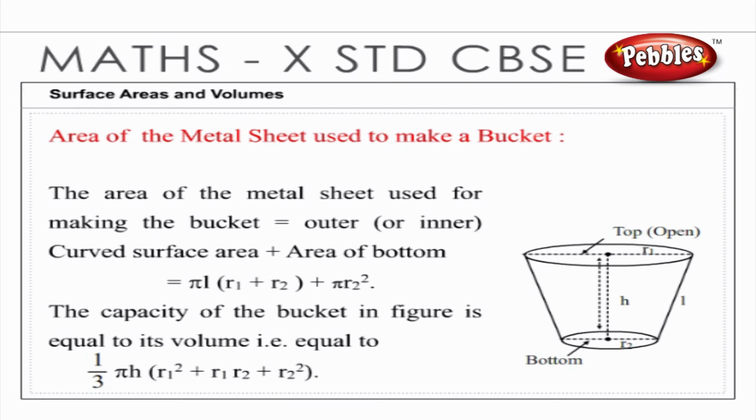The capacity of the bucket in the figure is equal to its volume, that is equal to 1 by 3 pi H into (R1 squared plus R1 R2 plus R2 squared) the whole.